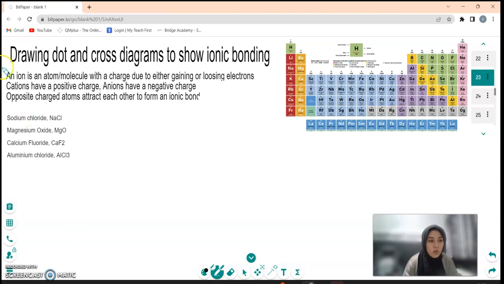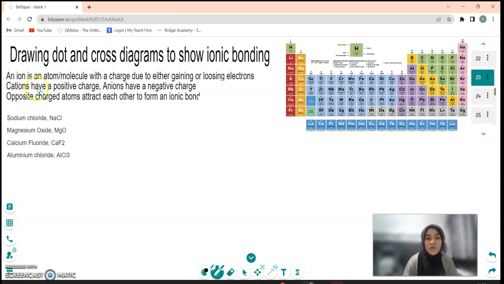So just a recap of what an ion is: an atom or a molecule with a charge due to it either gaining or losing electrons. So when we lose an electron from an atom, we gain a positive charge, and that ion becomes known as a cation. And the easiest way we remembered this last time was that cats make us feel happy, and a positive charge is a good thing.